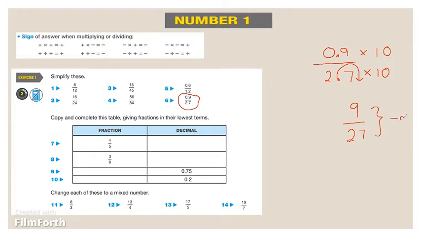Therefore, up and down, both I can divide by 9. 9 divided by 9 is 1, and 27 divided by 9 is 3. Therefore, I'll get my answer as 1 over 3, right? Okay. Now, from this exercise, we check the fractions.